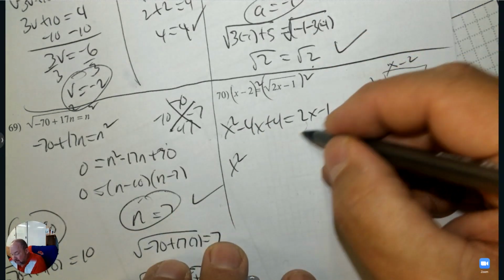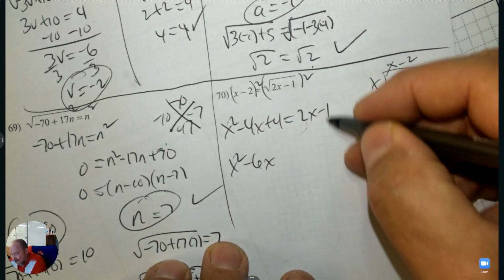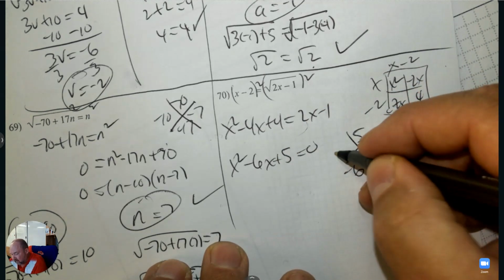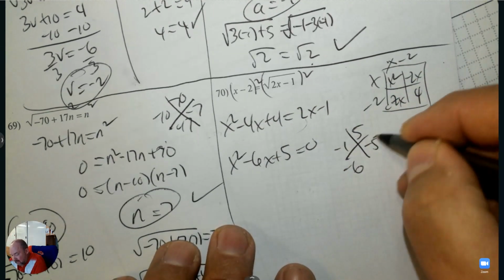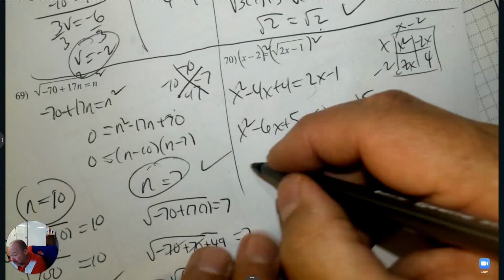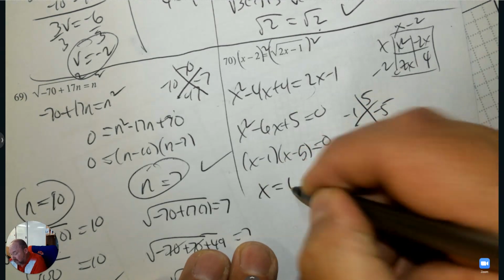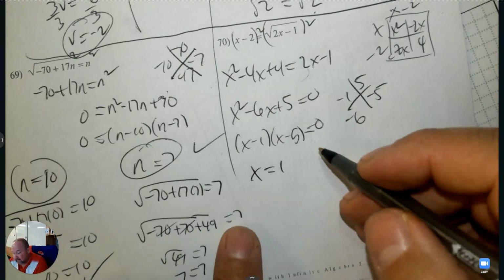So we're going to subtract 2x. We're going to add 1. And then we're going to factor with 5 and negative 6. So that's negative 1 and negative 5. Those are your factors, negative 1 and negative 5. So when I solve, the one answer I get is positive 1.